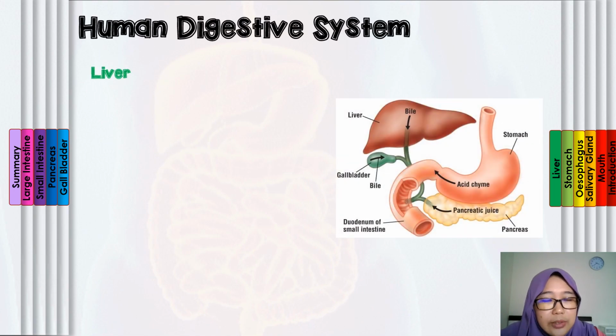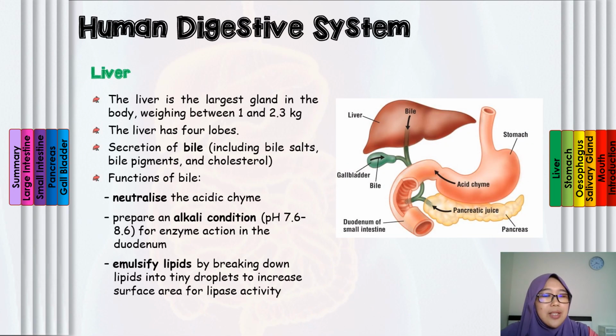Let's proceed to the liver. The liver is the largest gland in the body, with weight about 1 to 2.3 kg, with 4 lobes. It functions to secrete bile together with bile salt, bile pigments, and cholesterol. The functions of bile are to neutralize the acidic chyme, prepare an alkaline condition, and to emulsify lipids into tiny droplets.